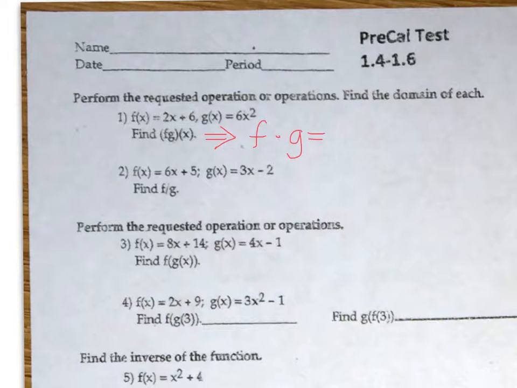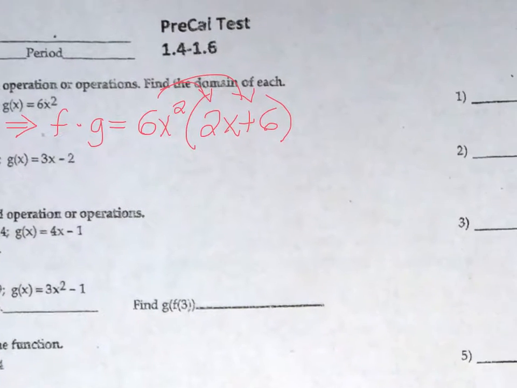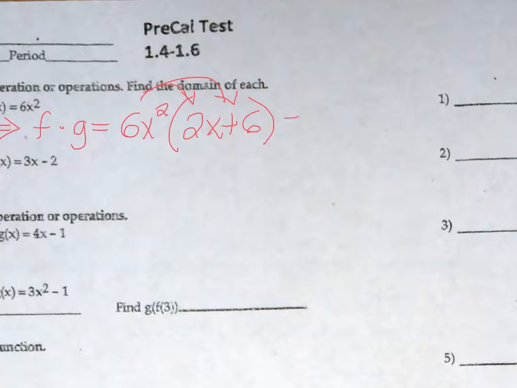All you need to do here is multiply f, and by convenience, I'm going to put 6x squared first, which is g of x, times f of x, which is 2x plus 6. And then just distribute. It would be 12x cubed plus 36x squared. So that is supposed to go in that first blank.